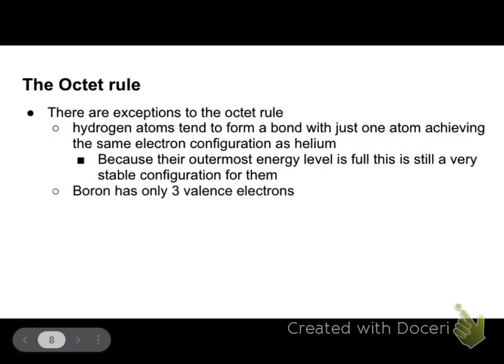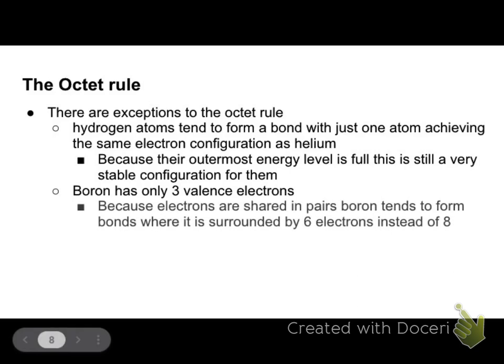The other exception we're going to talk about is boron. So boron has 3 valence electrons, and since in covalent bonds we share pairs of electrons, it can only form 3 bonds because it doesn't have a 4th valence electron to share, so it can't form a 4th bond, which means it tends to form stable bonds where it's only surrounded by 6 electrons instead of by 8, because it only has 3 to give.